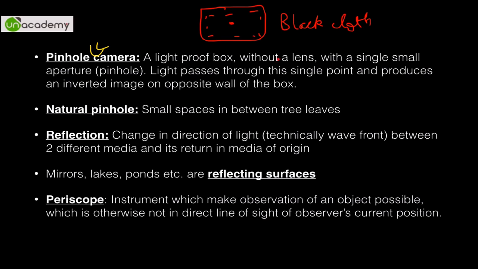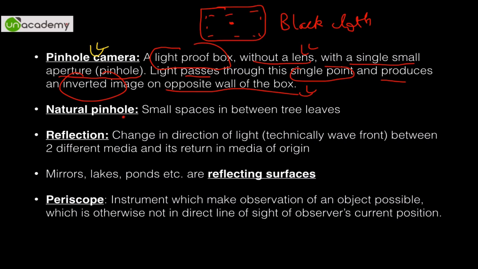So now it is essentially a light proof box without a lens obviously, and it has a single small aperture which is called a pinhole. Now what will happen, light will pass through this single point, this single hole, and it will produce an inverted image on the opposite wall of the box. I'll show you the diagram later.